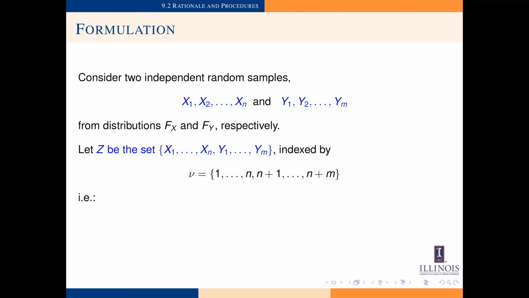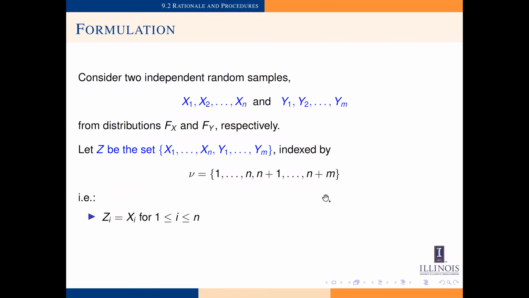Let Z be the set which contains both the x samples and the y samples. Also, the Z set is ordered, so we order it as follows. Z is equal to the set with x1 all the way up to xn, and then y1 all the way up to ym. And the set Z can be indexed by nu, which is the set 1 all the way up to n, and then n plus 1, n plus 2 all the way up to n plus m.